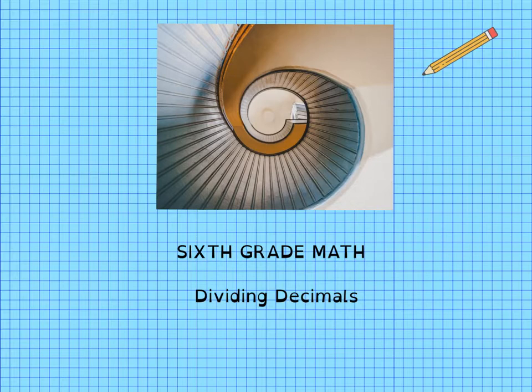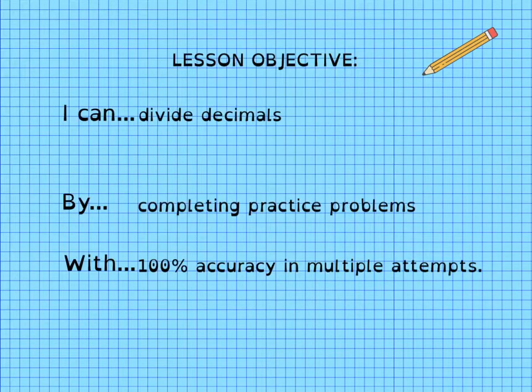Pause while you write the lesson title in your interactive student notebook. Pause again while you write today's lesson objective in your notebook. Today's objective is I can divide decimals by completing practice problems with 100% accuracy in multiple attempts.